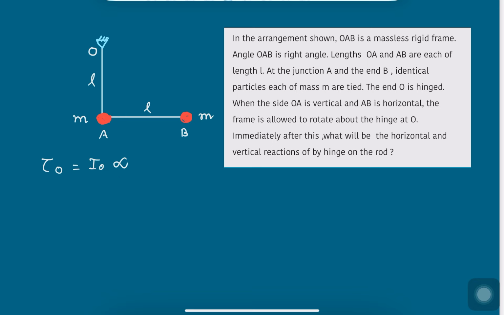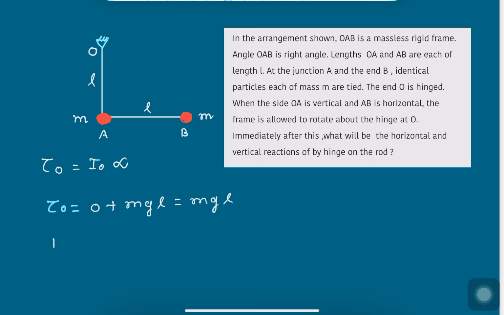To find alpha, let us find the torque. Torque about O will be due to the weight of B only, because the weight of A will pass through O. It will not produce any torque. So that is 0. Plus torque due to B will be, I think, simply mgL, because this weight has a line of action like this, and on this line of action we will drop a perpendicular from here. This will be L, and the torque due to the weight of B will be mgL. So overall torque about O will be mgL.